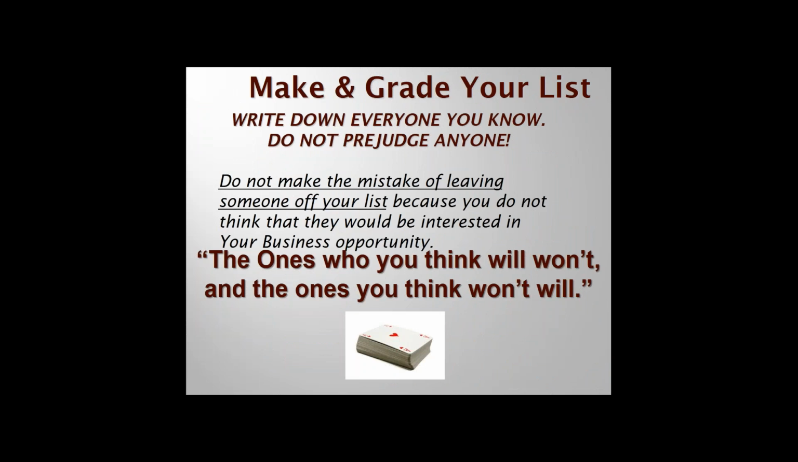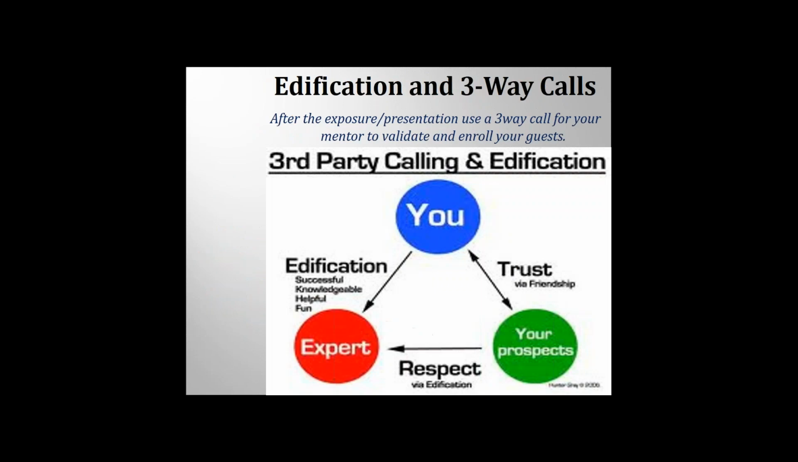Now, I encourage you, you do want to make a long, strong list. You do want to have 100 to 200 names on it, but don't prejudge anyone. If you think of them, go ahead and write their name down. You'd be surprised. Those you think will do this, they won't. And those you think won't, they will. It's very strange how that works out. But you want to write down everyone and then come back and grade your list so that you can take those top 25 and contact them first.